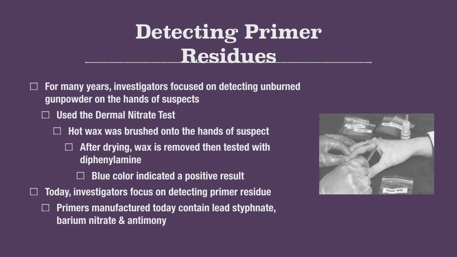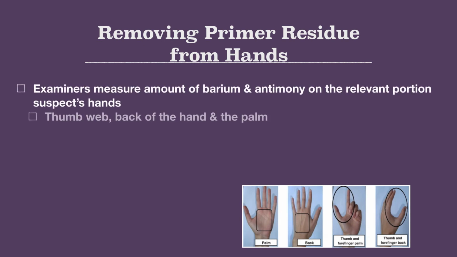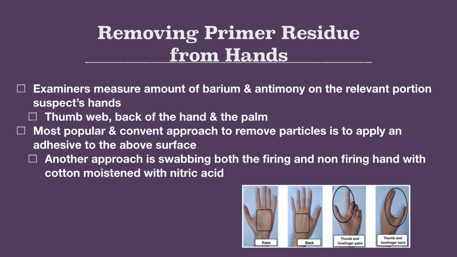Primer manufactured today typically contains lead styphnate, barium nitrate, and antimony. There's an exception to this, which is .22 caliber ammunition that does not use any of those. But there are other tests that they'll use to help detect those. In order to obtain that residue, examiners are going to measure the amount of barium and antimony on the relative portions of the suspect's hand, which would be the thumb, web, the back of the hand, and the palm.